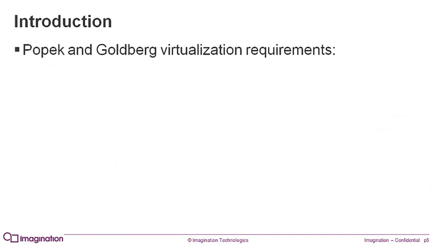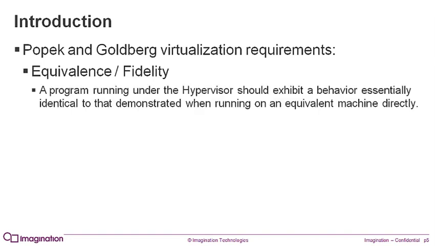Taking a small step back, the idea for computer virtualization is not new. In 1974, Gerald Popek and Robert Goldberg wrote an article called Formal Requirements for Virtualizable Third-Generation Architectures. In it, they laid out three main requirements for virtualization.